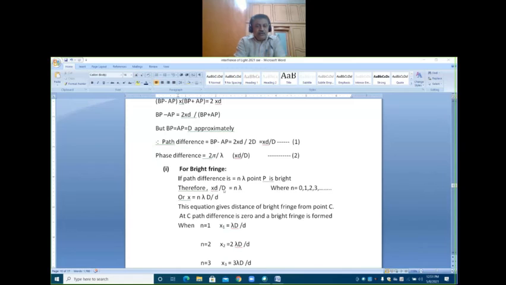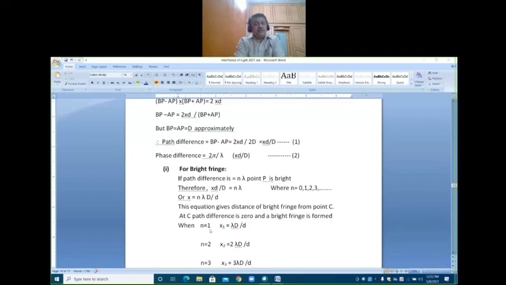Or x is equal to, you take this on the other side. Now capital D comes to the numerator, small d comes to the denominator. So x is equal to n lambda D by d. Understand this: x, the position of point P from center, is given by n lambda D by d, where n is an integer, lambda is the wavelength, capital D is the distance between source and screen, and small d is the distance between two sources. This equation gives the distance of a bright fringe from C, because it is equal to n lambda. At C the path difference is 0, it is already a bright fringe.